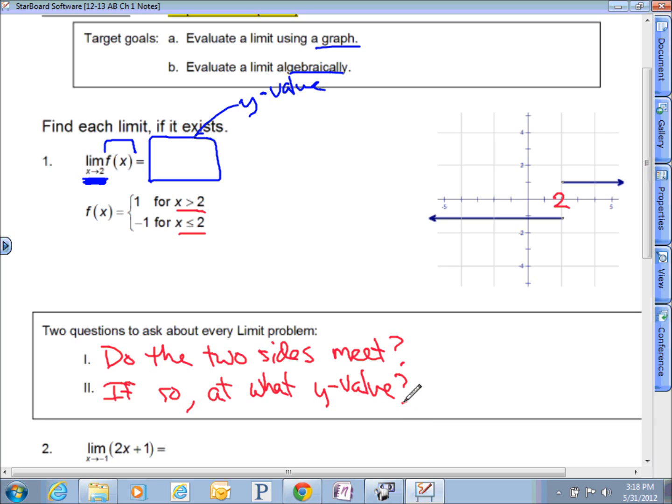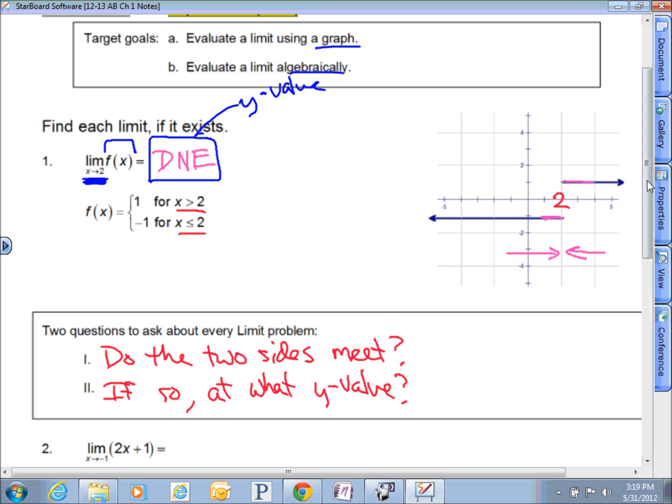So if we look at this one, as x approaches 2 from the left-hand side, it looks like these y values are headed toward -1, or a little -1 point something. As the x's approach 2 from the right-hand side, it looks like the y values are staying up here. Are they going to meet? According to my two questions, are those two sides going to meet around x equals 2? No, there's no chance. So the answer to where is the y value where they meet is that it does not exist. DNE, get used to that. That limit is non-existent because those two sides don't come together.